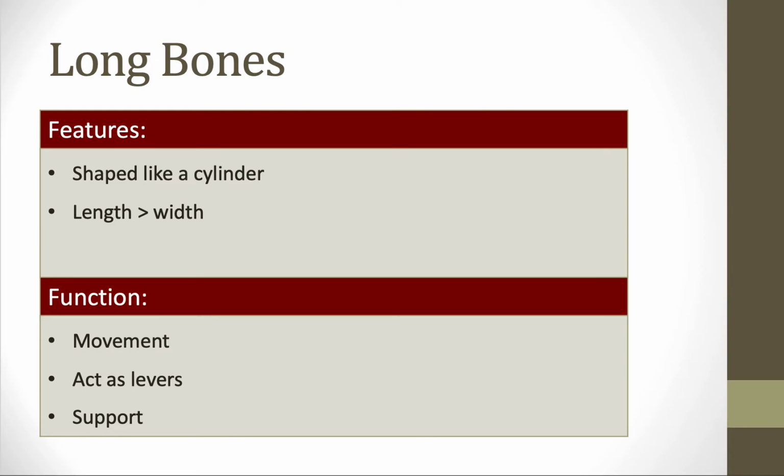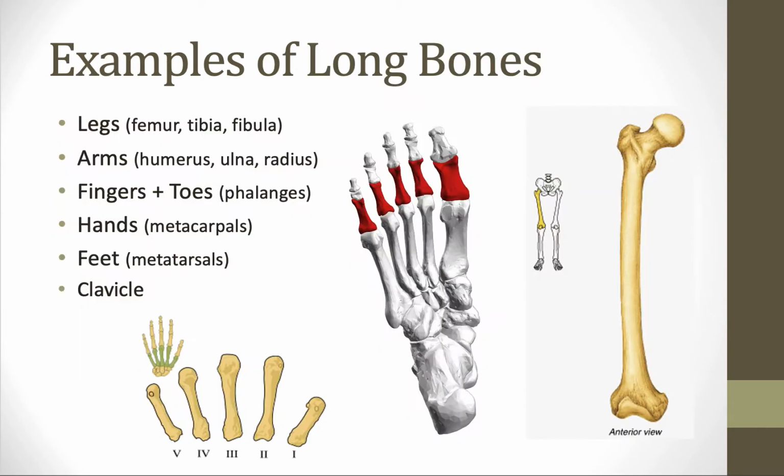They're not the most stable group of bones because they have a lot of mobility. And stability and mobility are, generally speaking, opposites. You sacrifice one for the other. So examples of long bones include the bones of the legs, the femur, the tibia, and the fibula, the bones of the arms, including the humerus, the ulna, and the radius, your fingers and toes, also called your phalanges, the bones of the hands and the feet, so the metacarpals and the metatarsals, and your clavicle or collarbone.